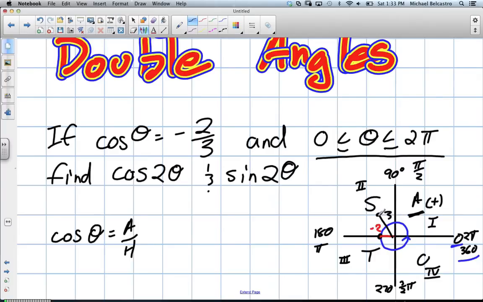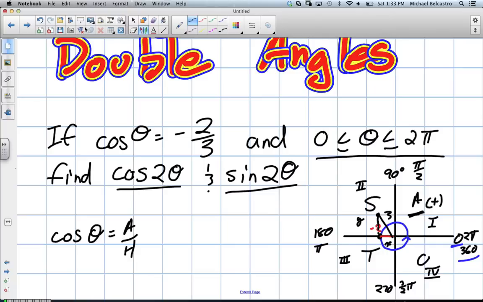Yes, exactly. We would want to if we're looking for sine theta. But for cos 2 theta, we may be able to work with just this. We've got to figure out which of these we're going to be working with here. The radius is 3. The x value is -2. We don't know what our y value is. Our y value is missing.